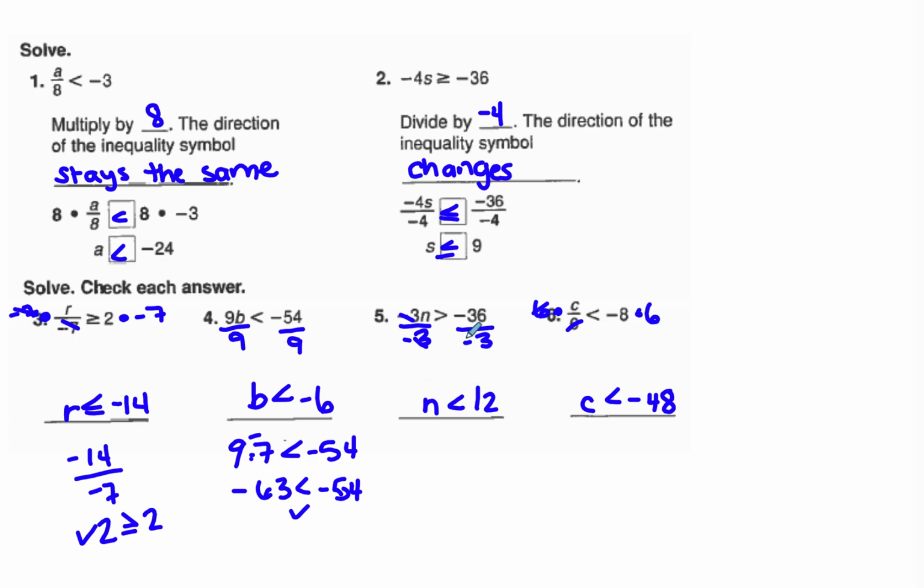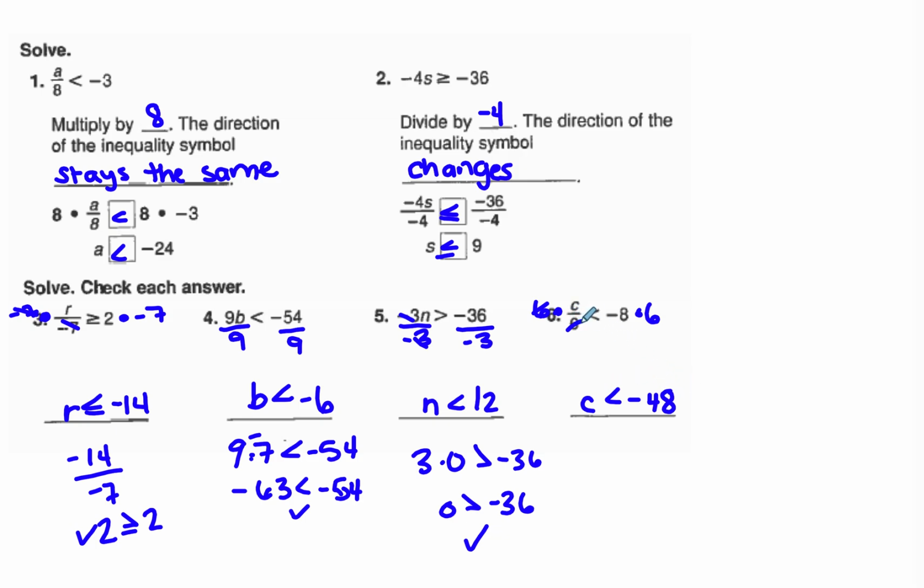Here I need 12 is less than n is less than 12. I'm going to do 0. 0 is less than 12. 3 times 0 is greater than negative 36. 3 times 0 is 0, which is greater than negative 36. Yep, that's right.